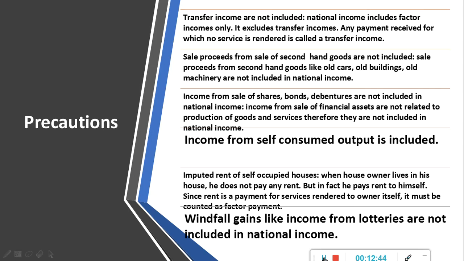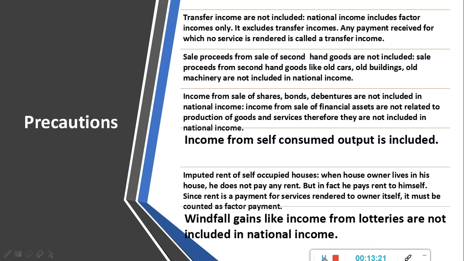Next, income from sale of shares, bonds, debentures are not included because these are financial assets, and buying and selling of financial assets are not included in national income because they are not creating any productive activity. Income from self-consumed output is included. Self-output consumption is included in national income, but self-consumption services are not included in national income.